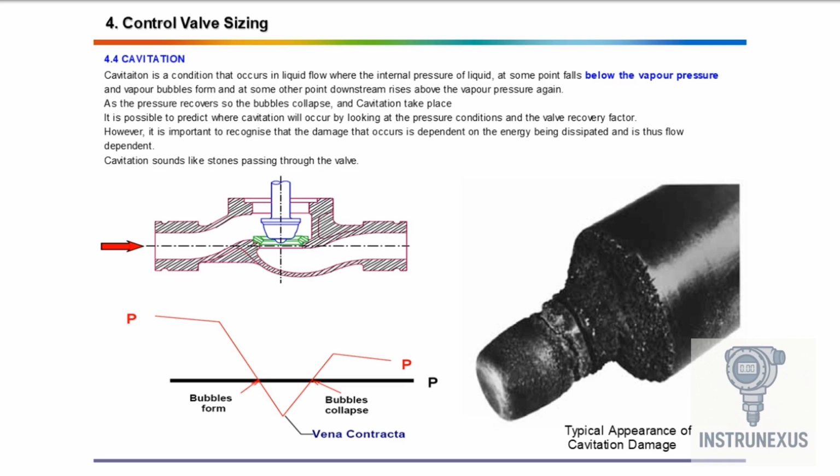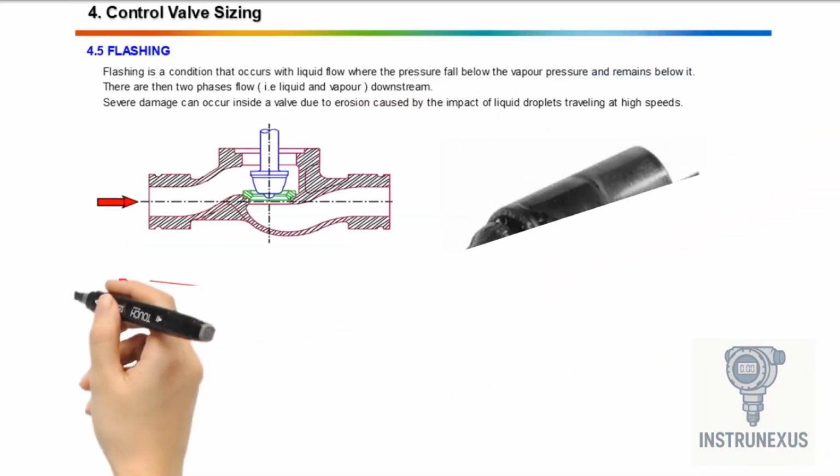Cavitation can often be recognized by a distinct rattling or cracking noise. It actually sounds like stones or gravel passing through the valve. While it's possible to predict cavitation using pressure conditions and the valve recovery factor, it's important to understand that the actual damage depends on the energy being dissipated.